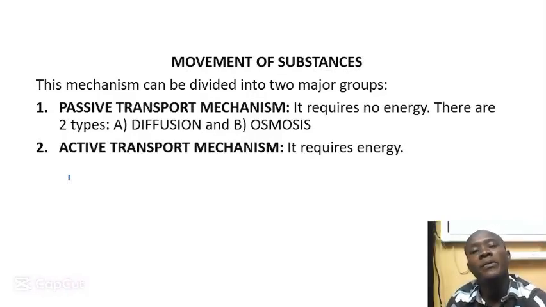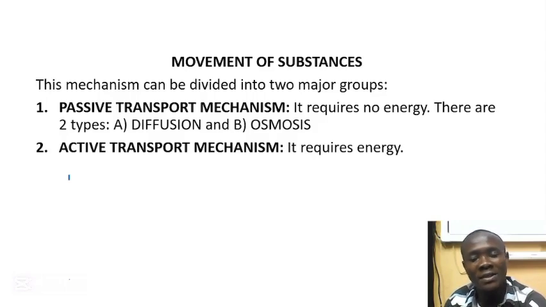So today we are going to talk about movement of substances. Under movement of substances, they are divided into two mechanisms. We have passive transport and we have active transport. In passive transport, there is no use of ATP, that is energy. So it requires no energy for it to occur. In active transport, it requires energy for it to occur.